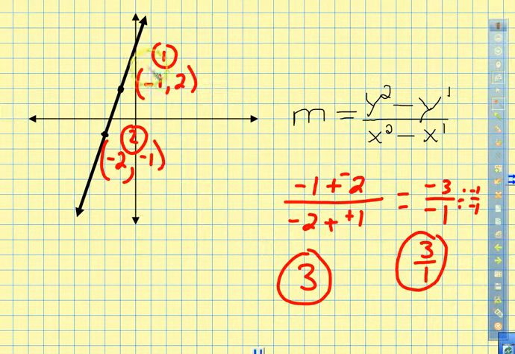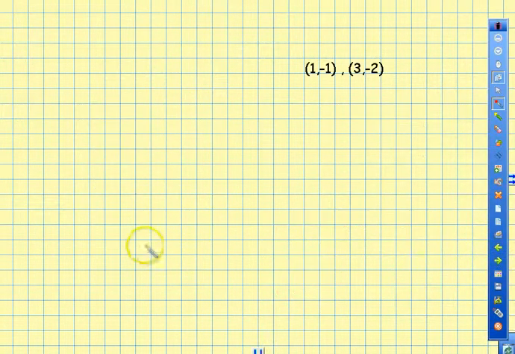Because it goes up to the right, therefore it's positive. Anything that goes up to the left of a vertical line is going to be negative. So that's another way of double checking your answer. So let's look at our next problem and go ahead and solve this using our formula.